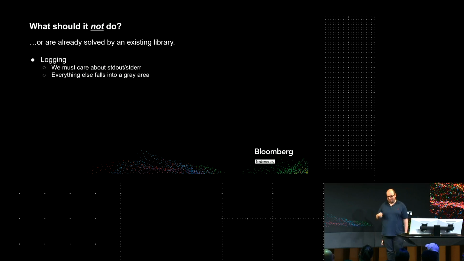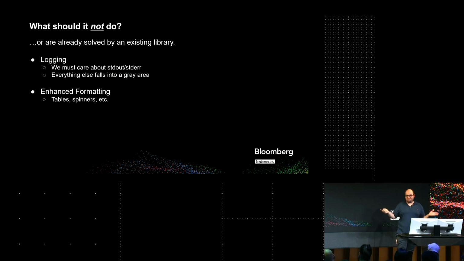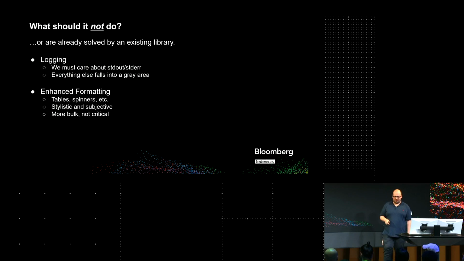Everything else is a gray area, and that can be solved by some other library. Any kind of enhanced formatting. So colors are nice, but what about tables, spinners, anything you've seen? There are some very fancy CLIs these days that look very nice, very animated things. We don't need to be writing all of that logic. All of these things are stylistic, subjective. What if we don't have the latest animations or anything like that? We don't want to support that. It's just more bulk, and it's not critical, and it's already been solved by someone else.